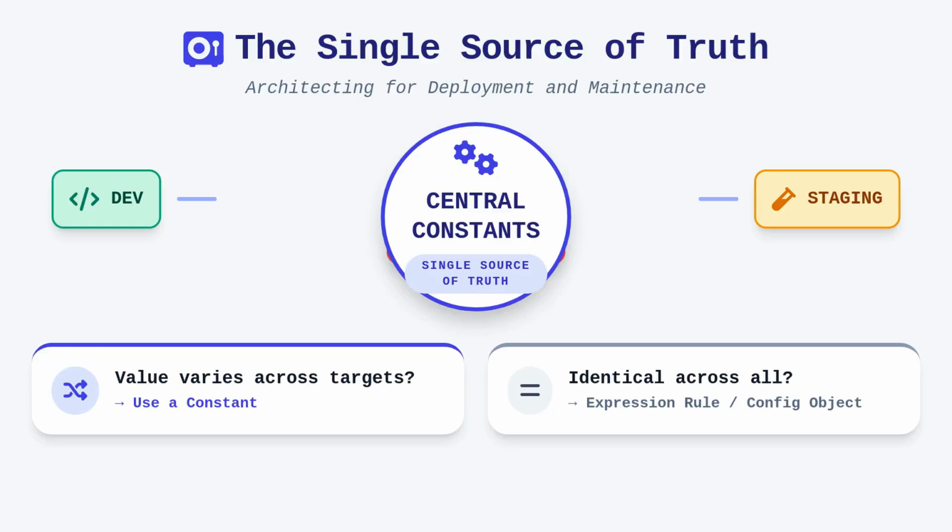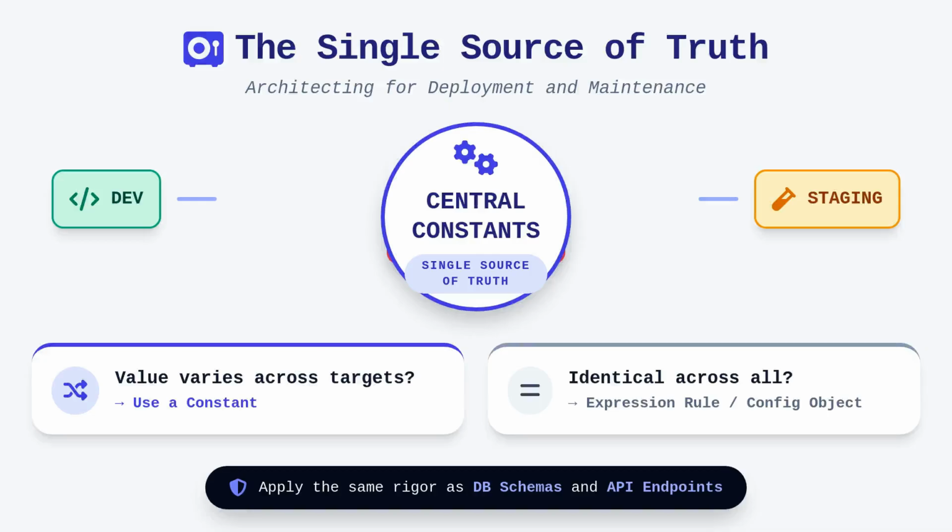Think of them as the configuration variables of your application, and treat them with the same care you would apply to your database schema or your API integration endpoints. Mastering this simple yet powerful feature is a hallmark of a developer who understands that software is not just written, but deployed and maintained over its entire lifecycle.